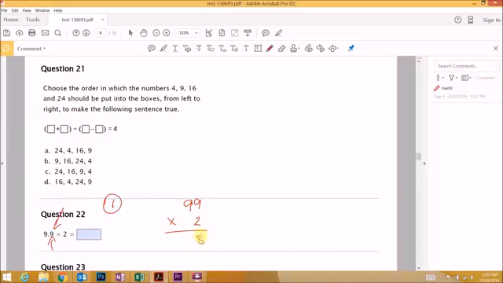2 times 9 is 18. 2 times 9 is 18 plus the 1, which is 19. So we get 198. Now we need to put our one decimal place back into the answer. So there's our one decimal place, and our answer is 19.8.